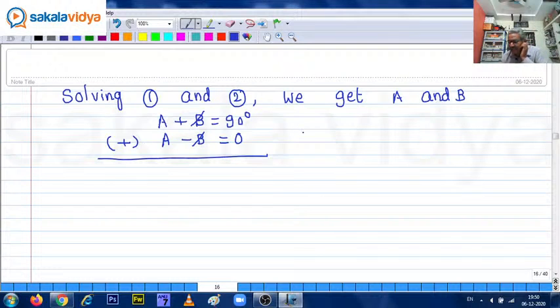Yes, I teach even 11th, JEE Mains, even EAMCET also.